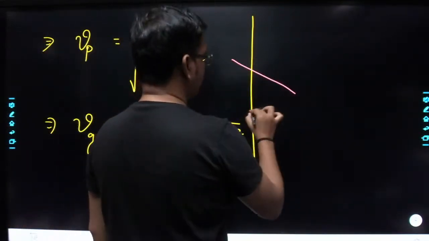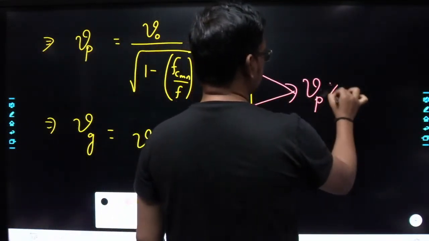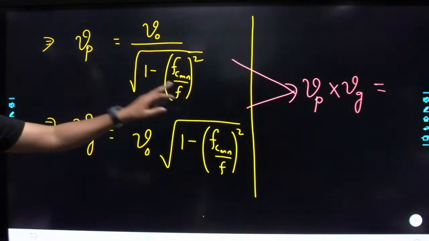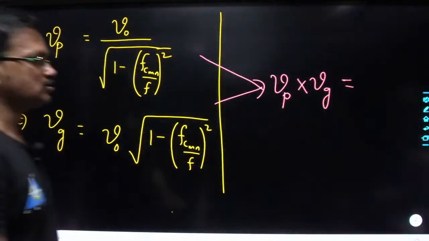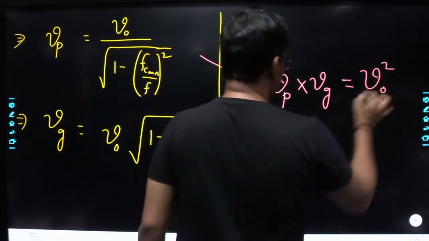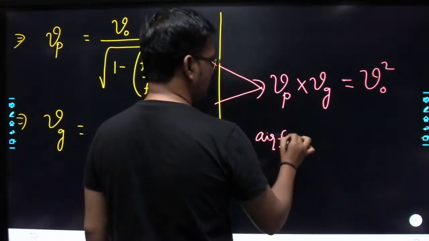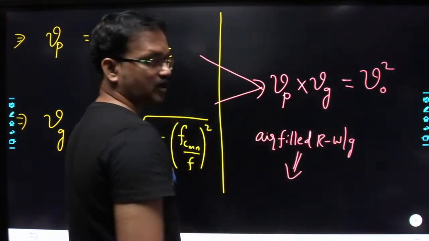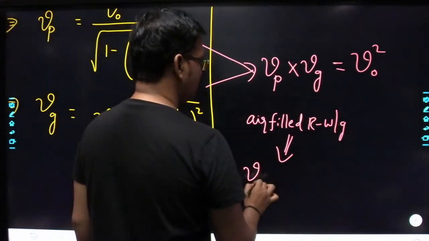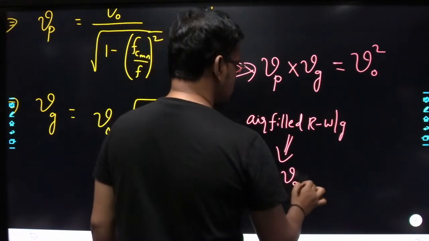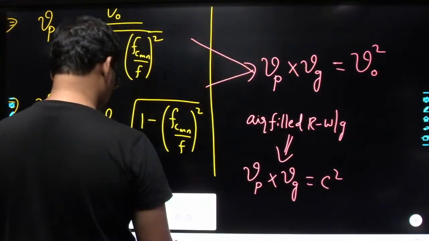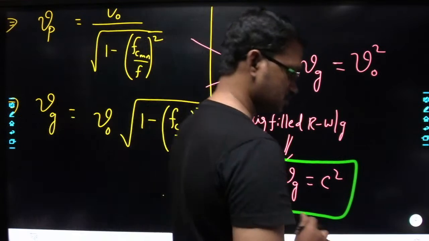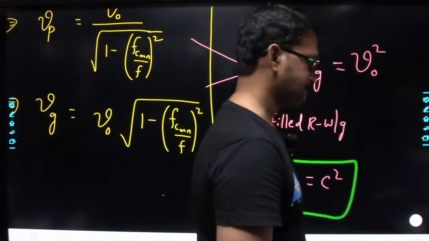Okay, so these are the expressions for phase velocity and group velocity here. Now see here, if you multiply these two, the phase velocity into group velocity, what are you going to get? This term and this term will get cancelled. You are going to get V naught square. Okay, so if I consider an air-filled rectangular waveguide, then V naught will become equivalent to c. So in case of an air-filled rectangular waveguide, the phase velocity into group velocity is equivalent to c square, right?